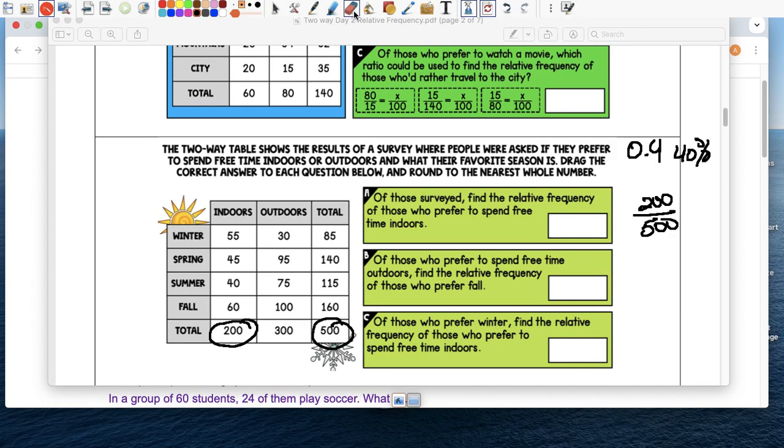Second one, of the people who prefer to spend time indoors, so this is the column you should be looking at, and that's 200. Find the relative frequency of those who prefer the fall. So out of the 200, 60. So 60 divided by 200 is 0.3 or 30%.